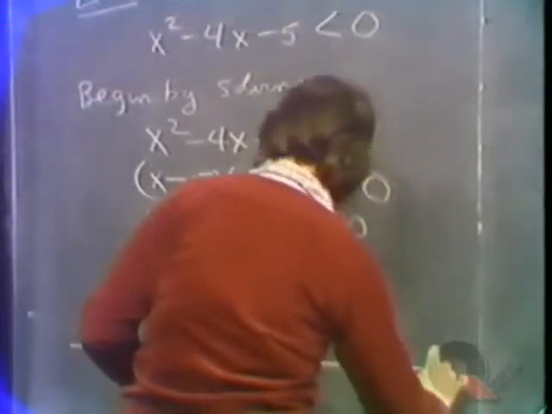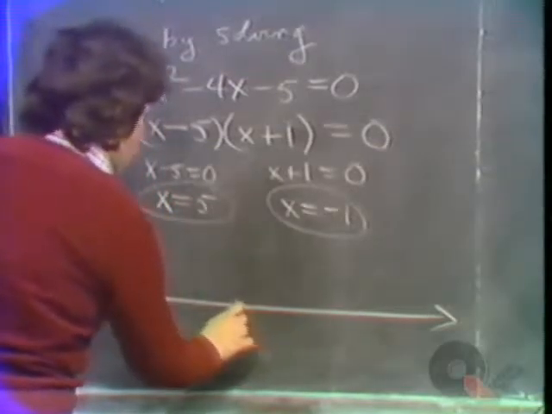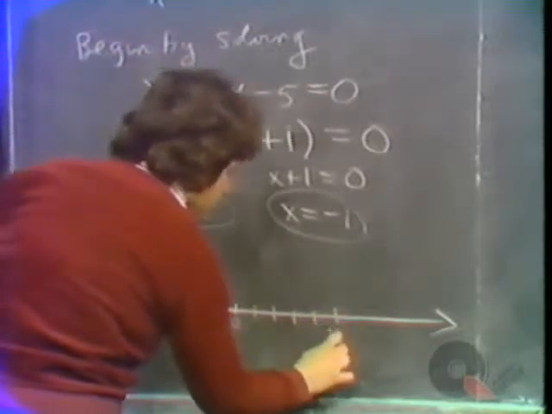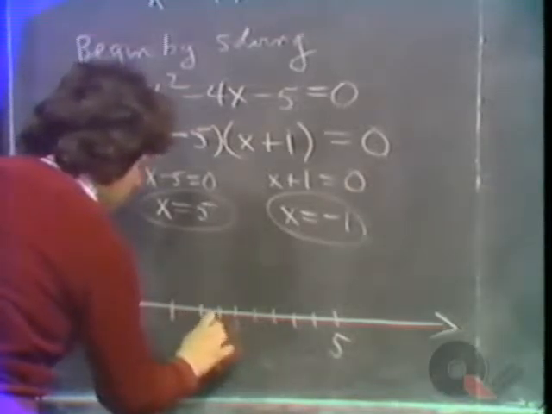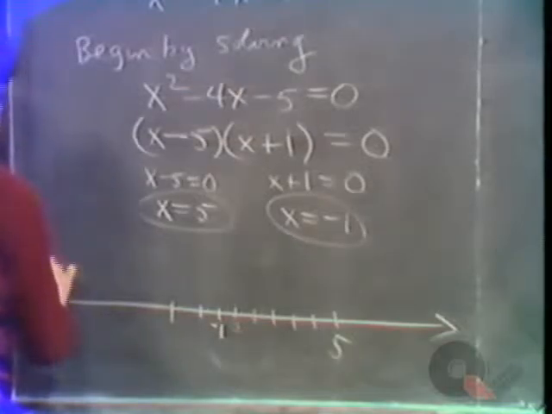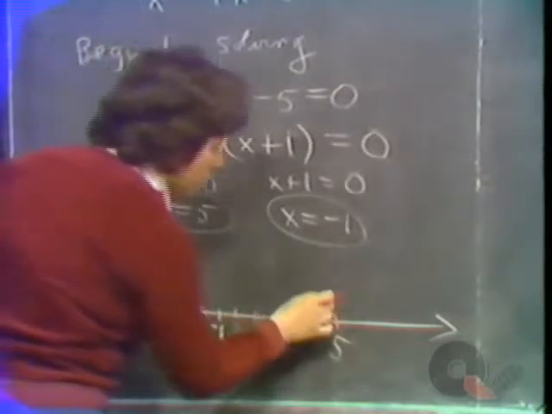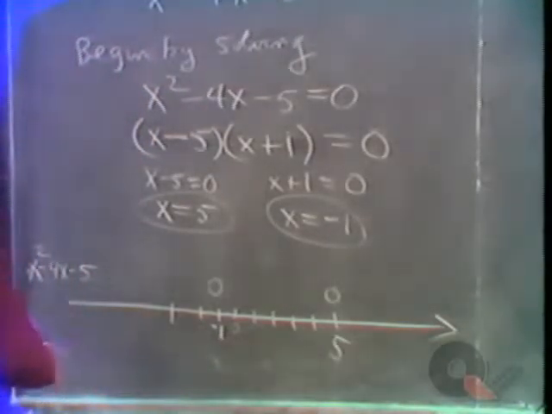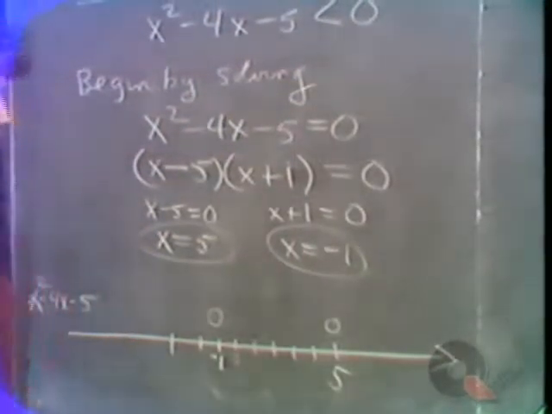Okay, now let's see what we've determined so far. We have a number line. Let's put these solutions down on the number line. Let's say this is 0, 1, 2, 3, 4, 5, and minus 1 is minus 1. Now we're interested in the value of x squared minus 4x minus 5. And we know it's equal to 0 here, and it's equal to 0 here. Okay, and we're interested in when x squared minus 4x minus 5 is negative.